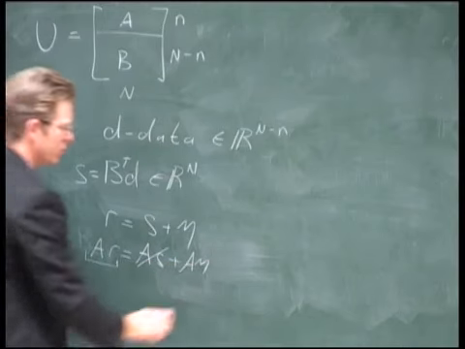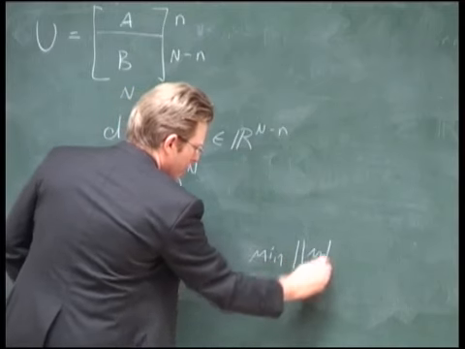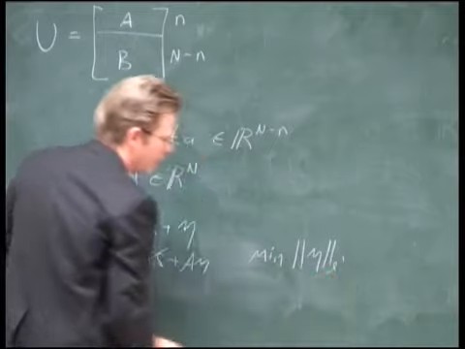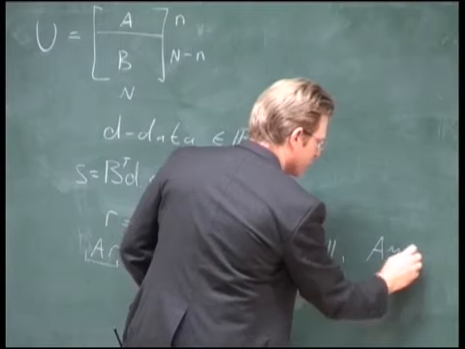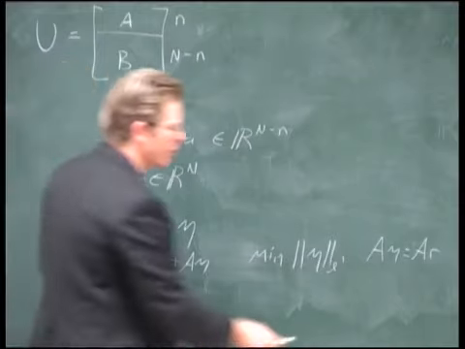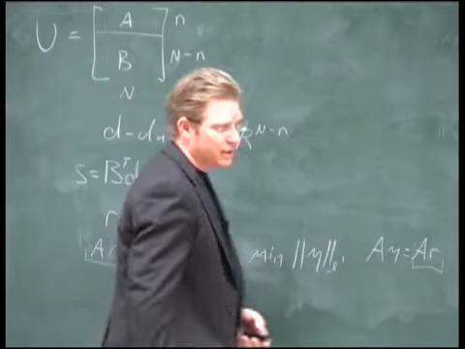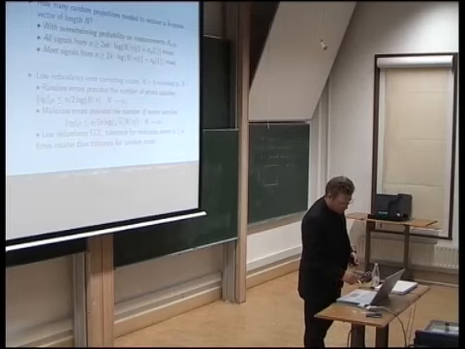So what do we do? Well, we solve min the L1 norm of eta subject to A eta is equal to A times the signal that we recovered, and this is our known vector. And you can see that, of course, if eta is sufficiently sparse and we solve this problem, we will recover our sparse vector.